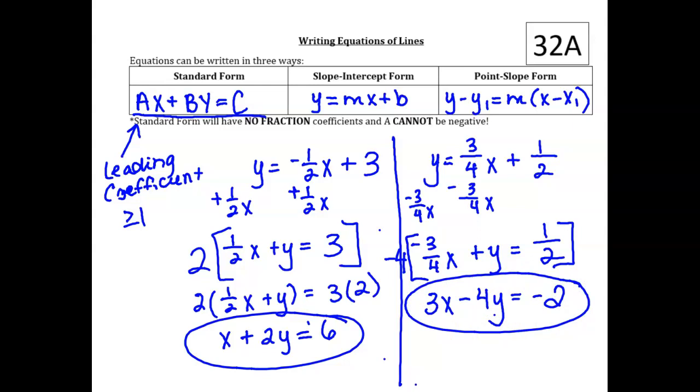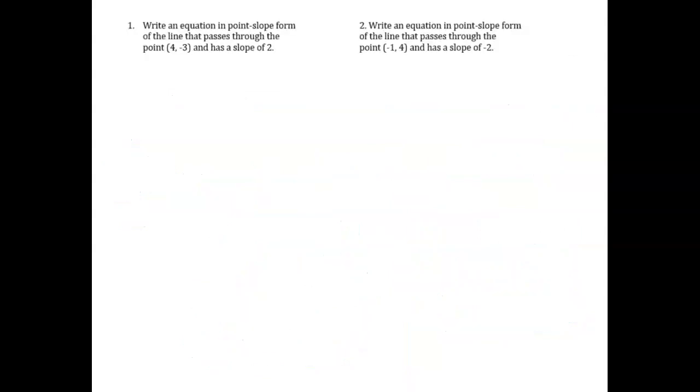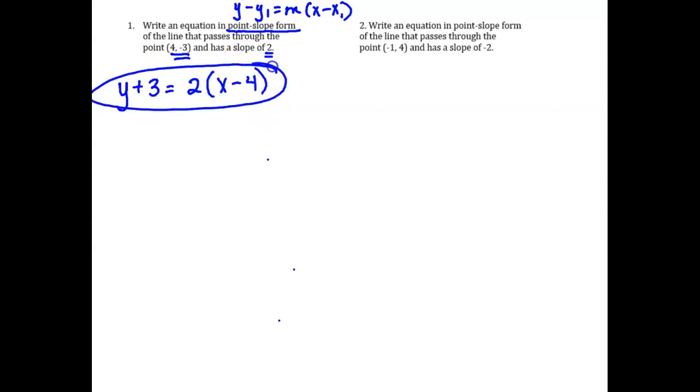All right, so looking through your notes here, it says write an equation in point-slope form. So I'm going to write in here y minus y1 is equal to m times x minus x1. Pay close attention to the directions. Write the equation of the line in point-slope form, if the line passes through this point and has a slope of 2. Well, I can go directly to point-slope form just by saying y minus a negative 3, which is y plus 3, is equal to my slope times x minus 4, and I'm done.